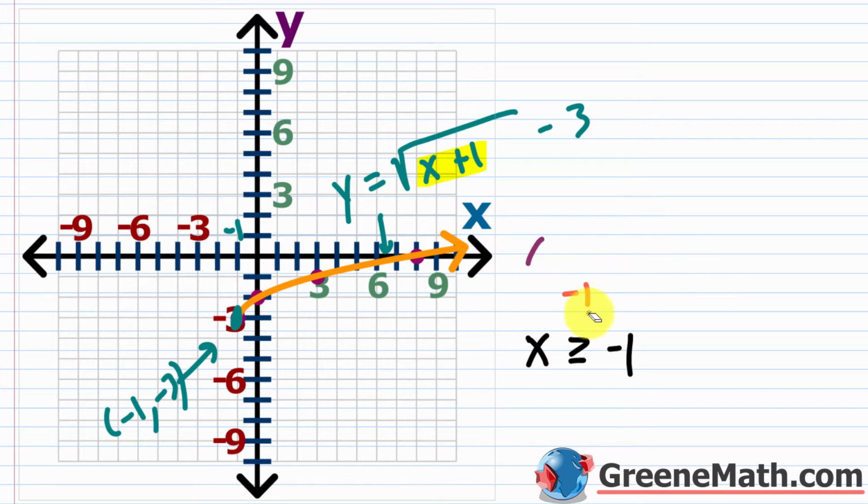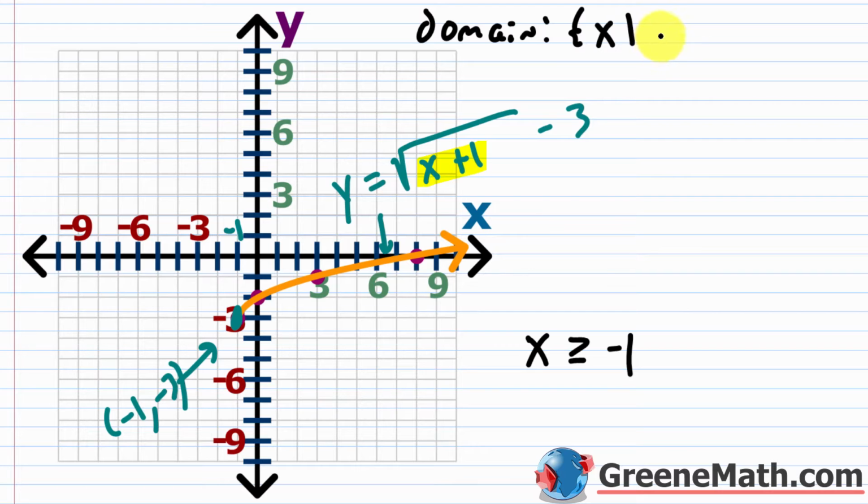So you can go ahead and say that for the domain, let me write this up here. So for the domain, it's going to be the set of all x such that x is greater than or equal to negative 1. Again, you can also write this in interval notation if you prefer that. So you want to put a bracket next to negative 1 to show that negative 1 is included. And then you're going to go out to positive infinity. Make sure you always use a parenthesis with infinity.